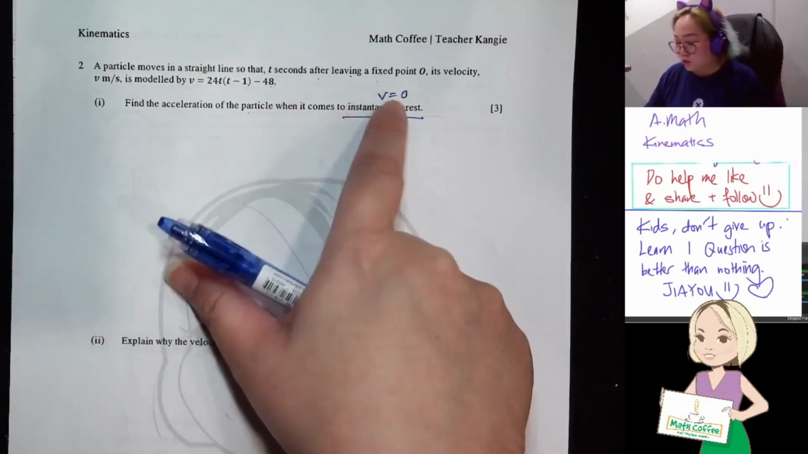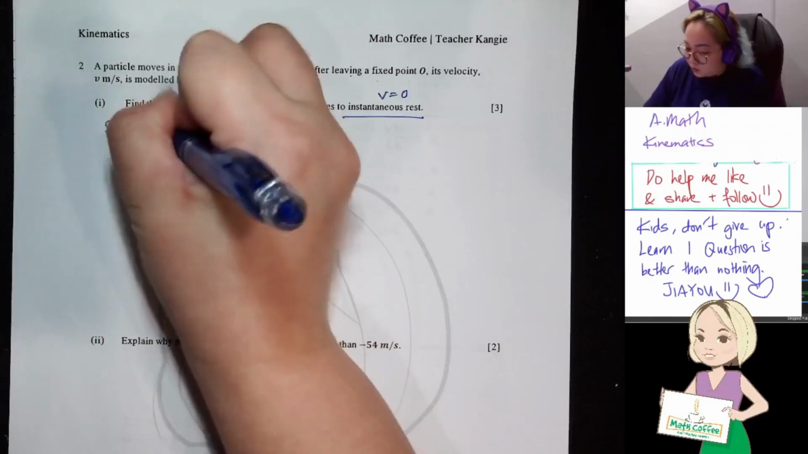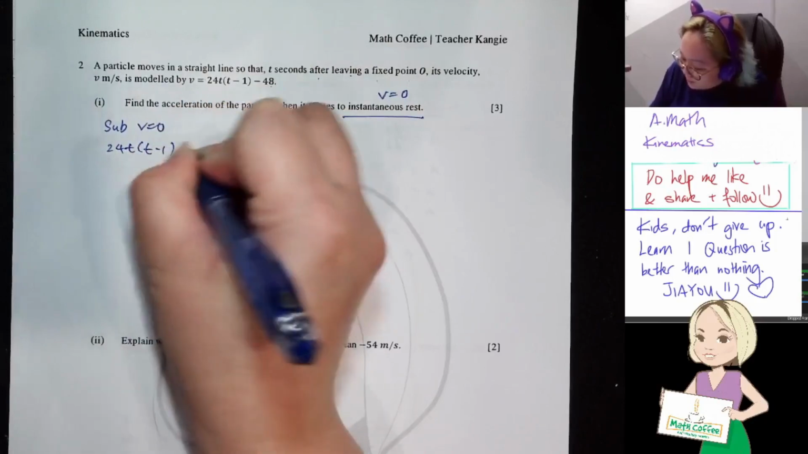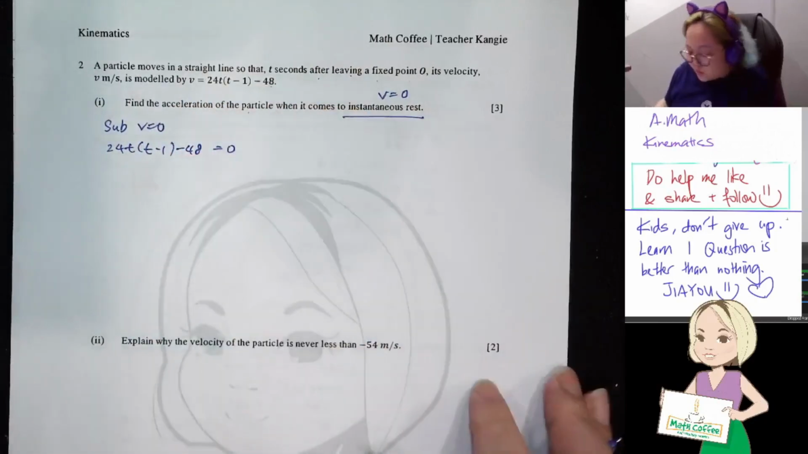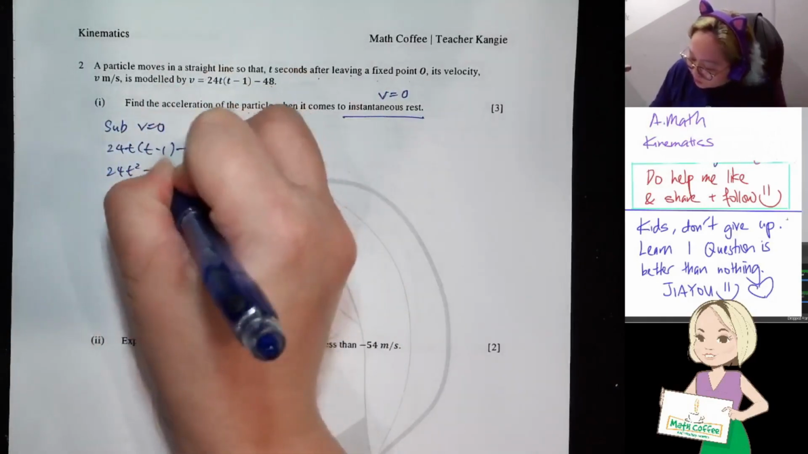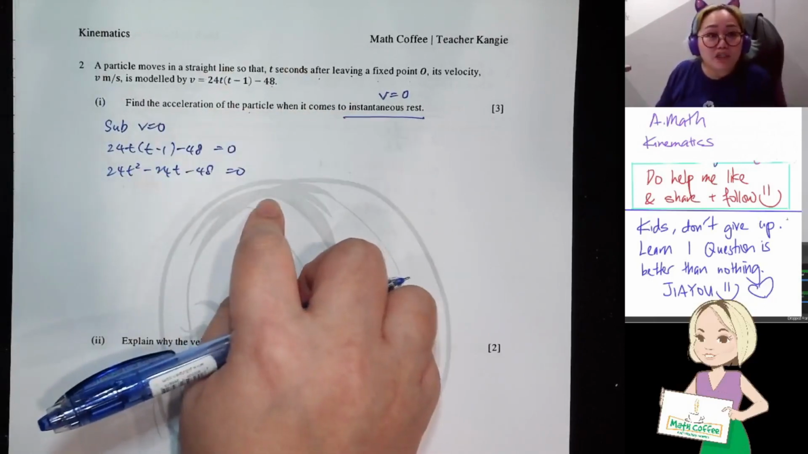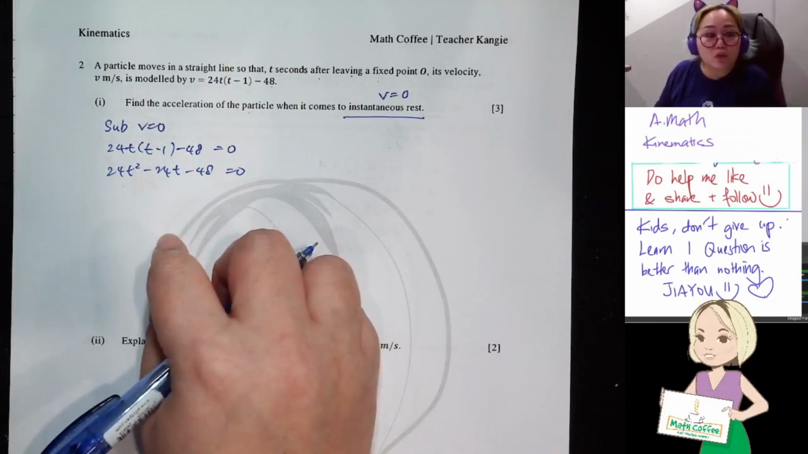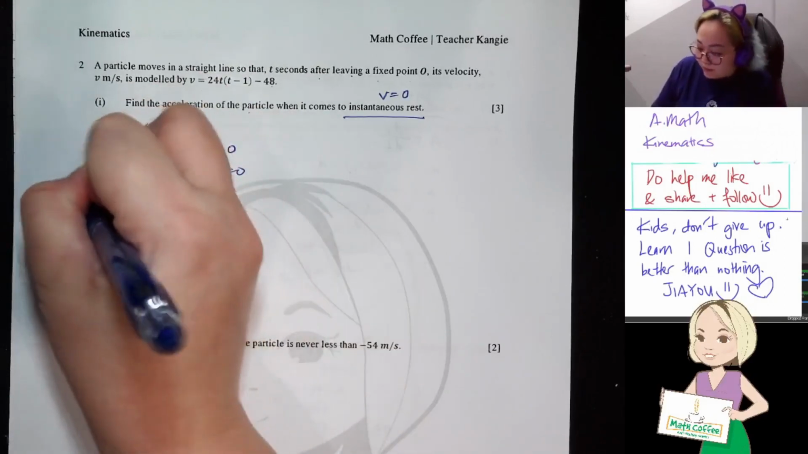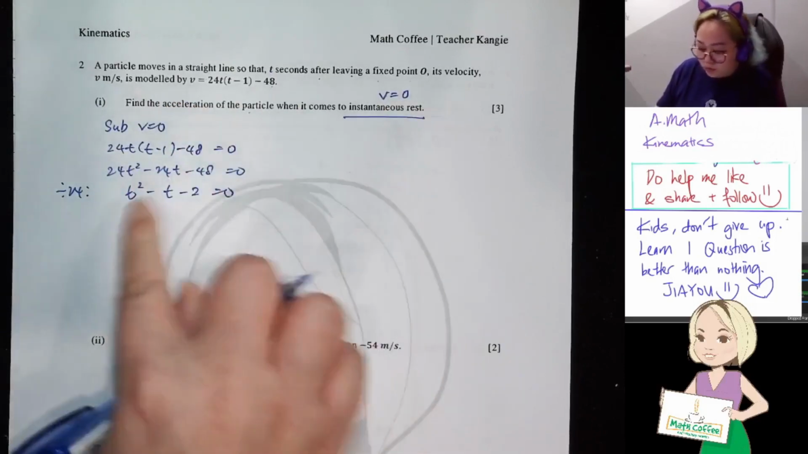So I'm going to substitute v equals 0 first. Over here, it will be 24t(t minus 1) minus 48 equals 0. I'm going to expand this, so I will have 24t squared minus 24t minus 48 equals 0. This is a quadratic equation, and I can reduce it to a smaller equation first, because all of the terms can be divided by 24. So I'm going to divide by 24, and I will have t squared minus t minus 2 equals 0.